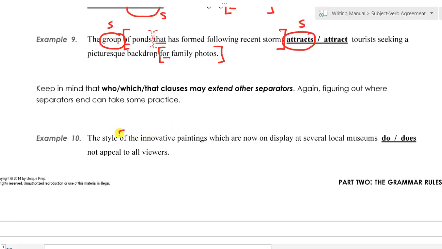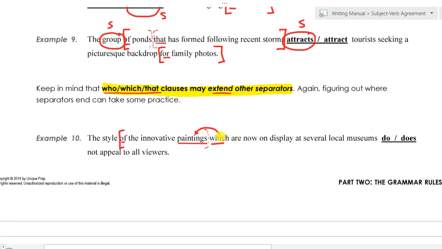In example 10, what we see is this idea that who, which, and that clauses. There's actually a couple of different clauses and phrases that extend other separators, but who, which, and that clauses do sometimes extend other separators. So what we have here is this preposition. We have the noun paintings after the preposition, so that's the object of the preposition. Again, we might be tempted to end our bracket after paintings. However, this which comes in and starts a clause that adds detail to paintings. What paintings are we talking about? We're talking about paintings which are now on display at several local museums.